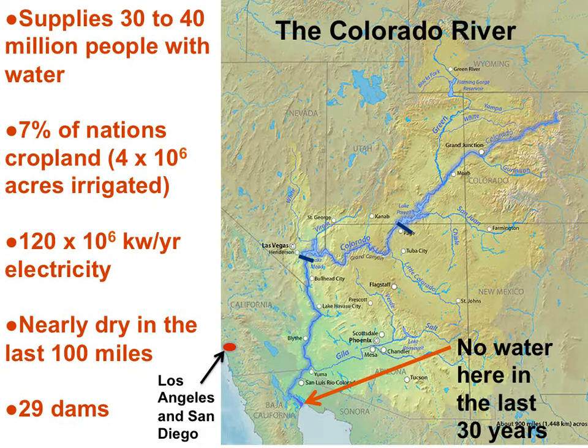Water from the Colorado is withdrawn, serving the needs of people in Los Angeles and San Diego. In fact, the river supplies 30 to 40 million people with water. It irrigates 7% of the nation's cropland. Per year, it provides 120 million kilowatts of electricity. It has 29 dams along its length, and it's nearly dry in the last 100 miles as it enters Mexico, and this stimulates the international conflict.